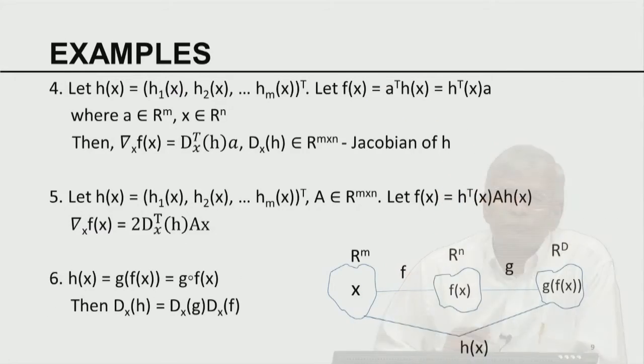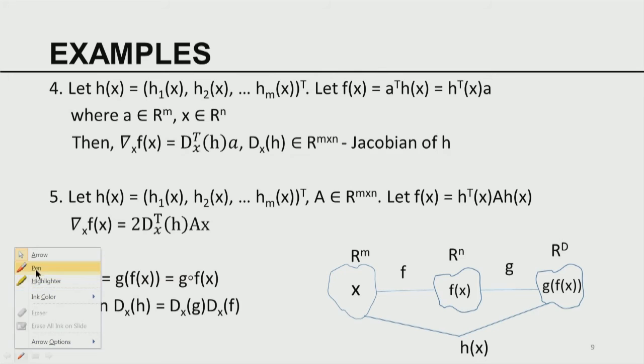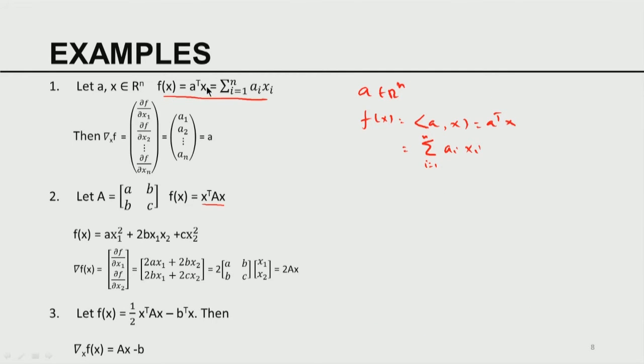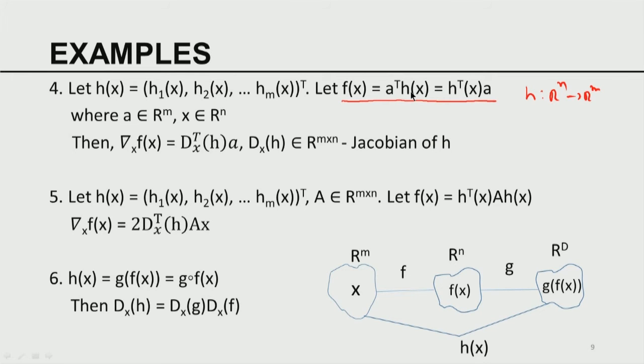My examples continue. Now I am getting a little bit more sophisticated. X is a vector, h of x is another vector. So h is a function from Rn to Rm. So h is an m vector, h has m components, h1, h2, hm. Each of the components are functions of n variables, x is an n vector, x1 to xn. So let us fix a vector a. So let us define a function f of x equal to a transpose h of x, or h of x transpose a. This is simply an analog, a very simple analog of what we did in the previous case. A transpose x, here a transpose h of x. H of x is any general nonlinear function.